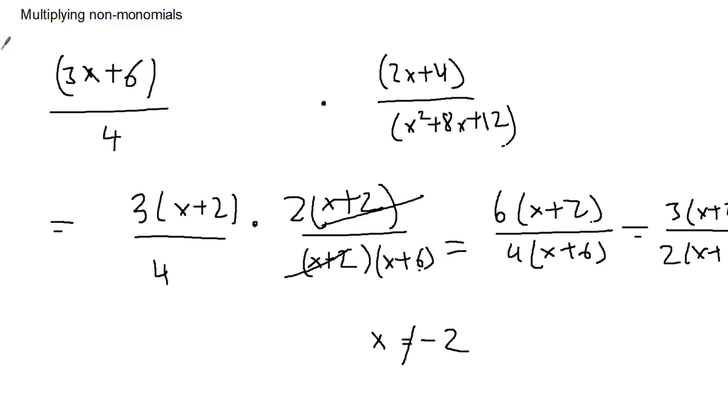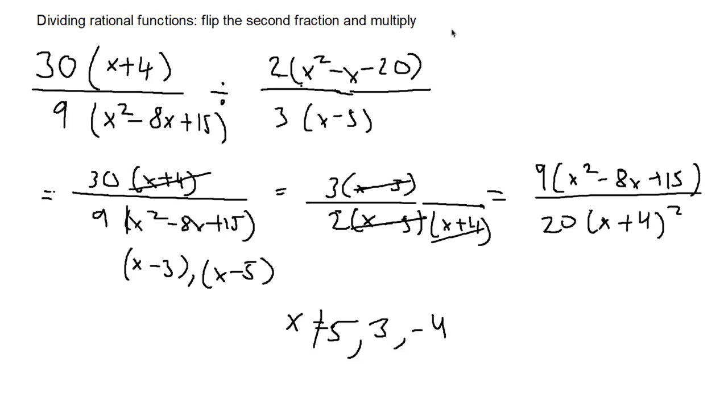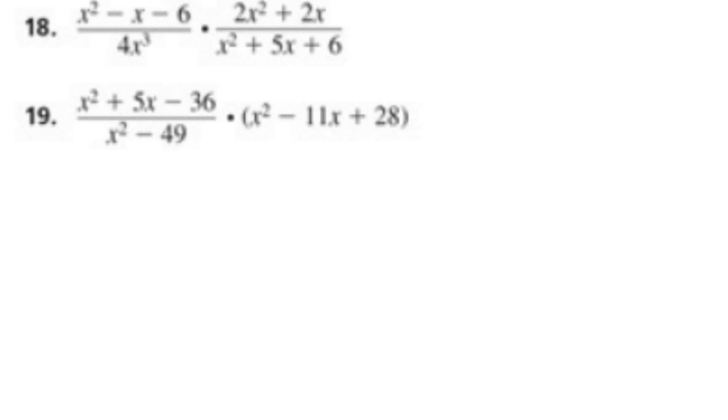So if you multiply non-monomials, whenever you are multiplying numbers that are not monomials, you should find a factor that both the top and the bottom have, so that you can eliminate them. So let's do some practice. x squared minus x minus 6 over 4x cubed times 2x squared plus 2x over x squared plus 5x plus 6. So let's factor.